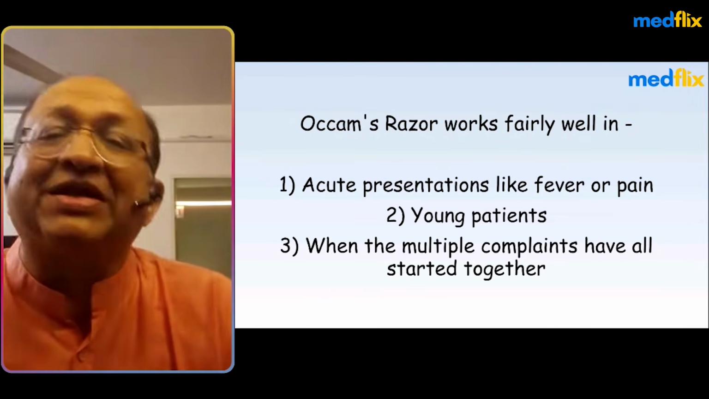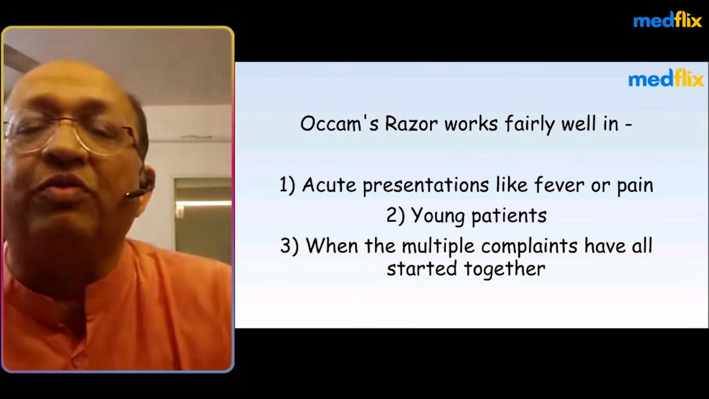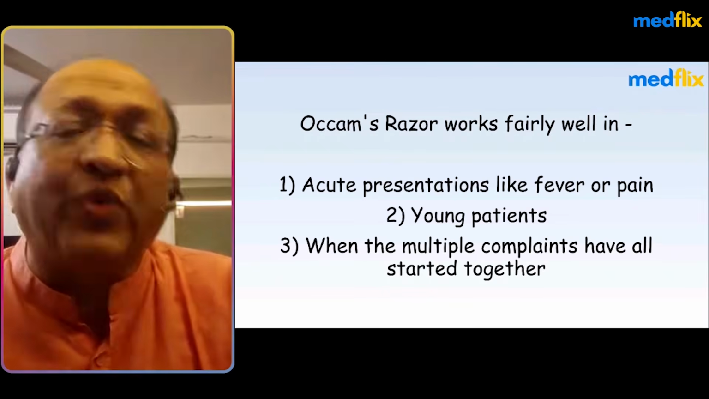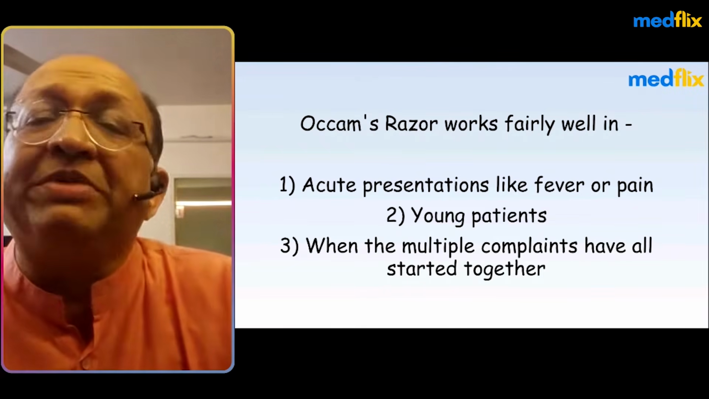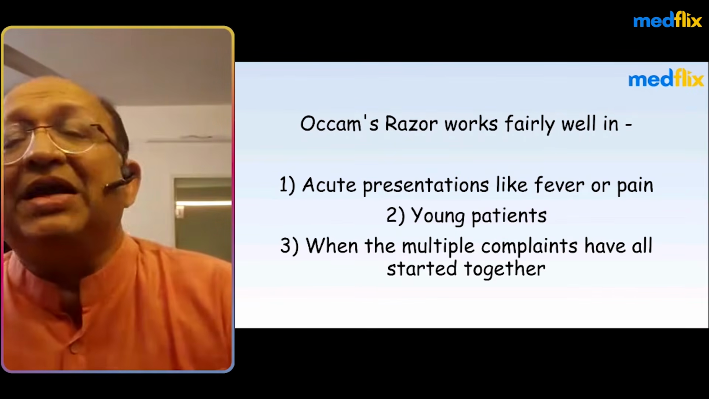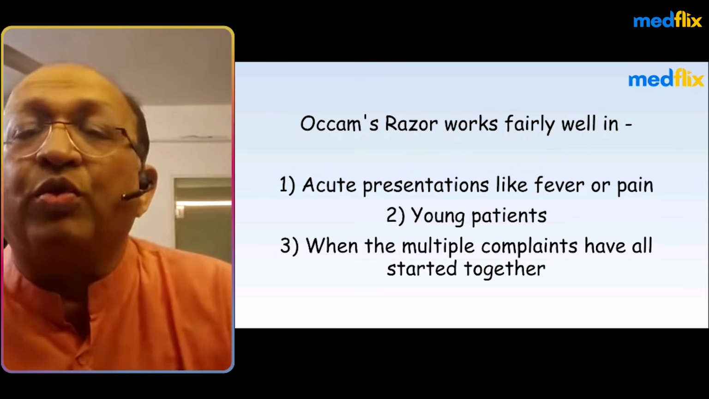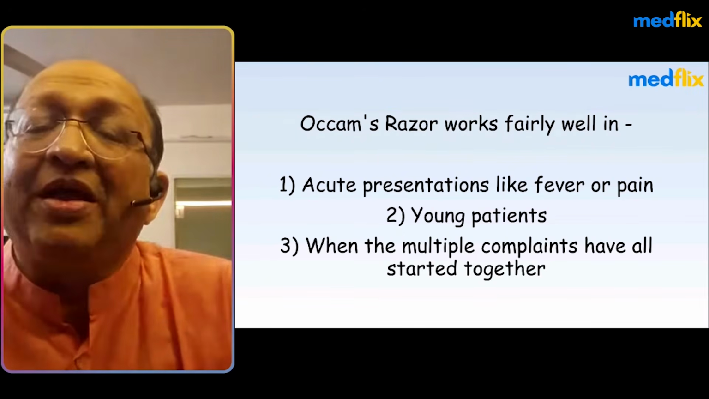But if an elderly person comes with, say, acute gastroenteritis and after 15, 20 days develops swelling of, say, ankle and knee, this might be gout unrelated to the gastroenteritis. So in the elderly, Occam's razor may not work very well. In the young, Occam's razor works better.